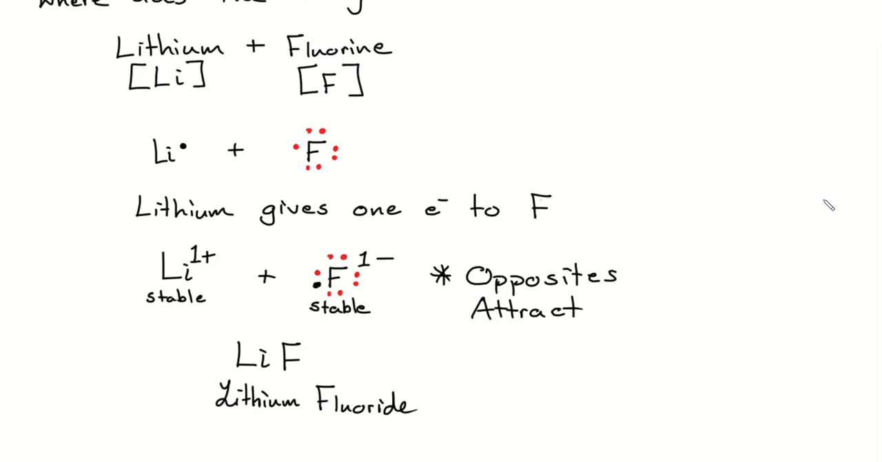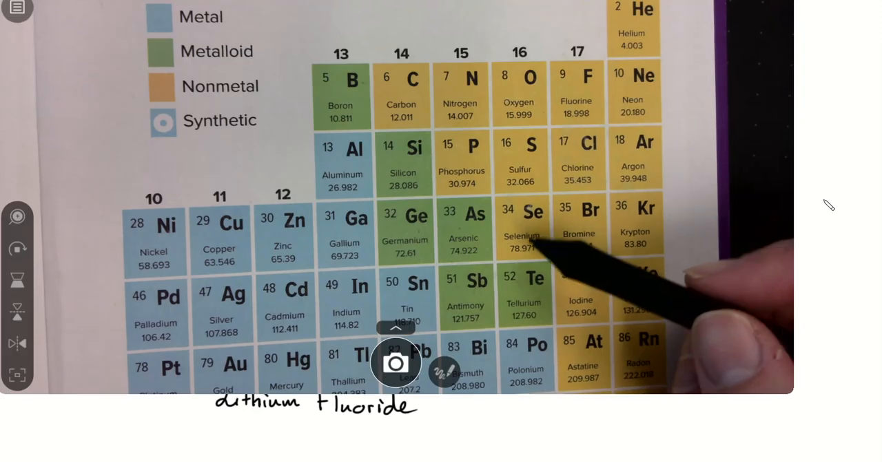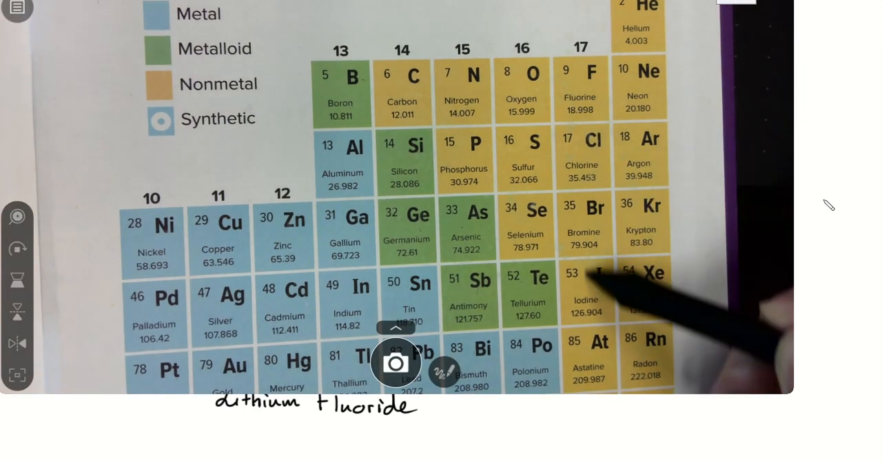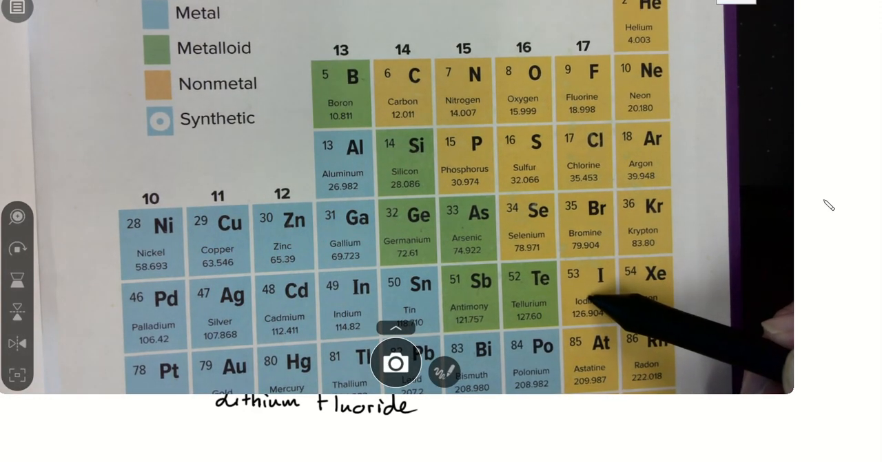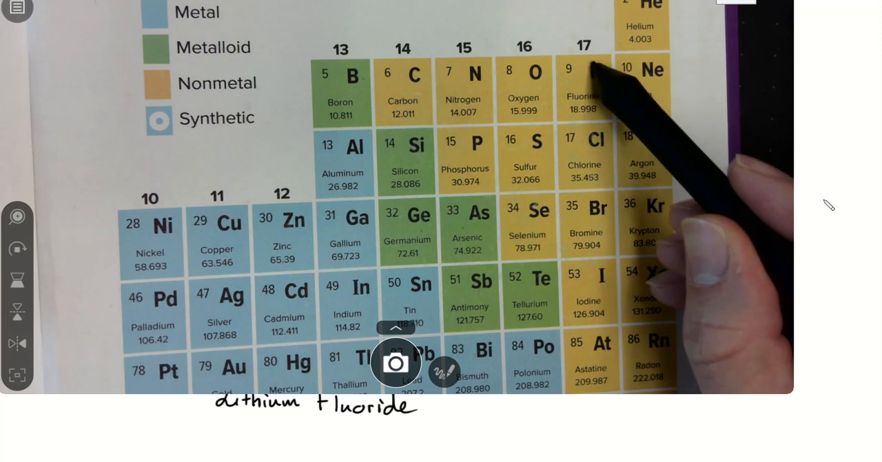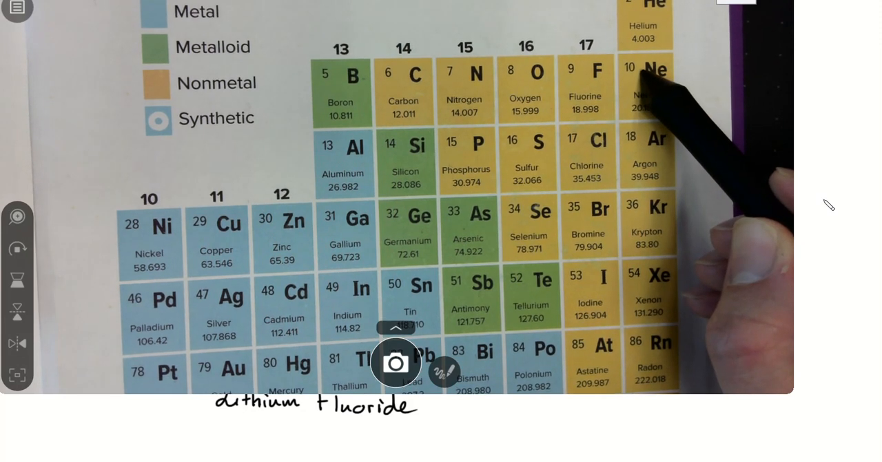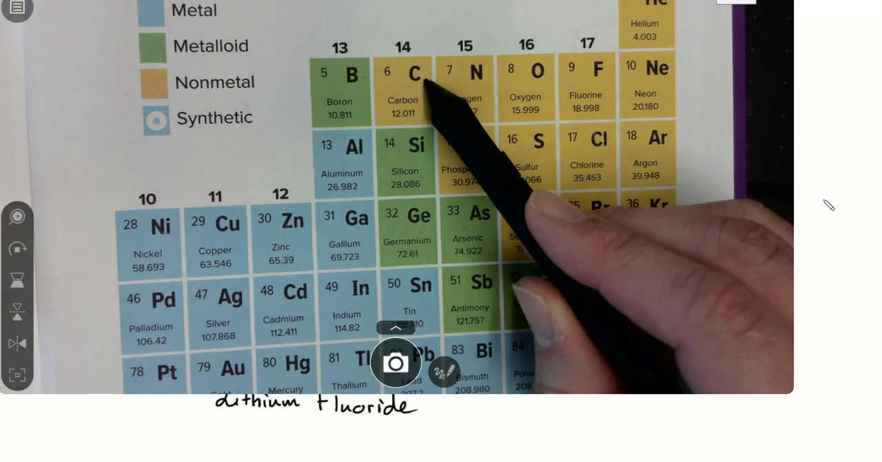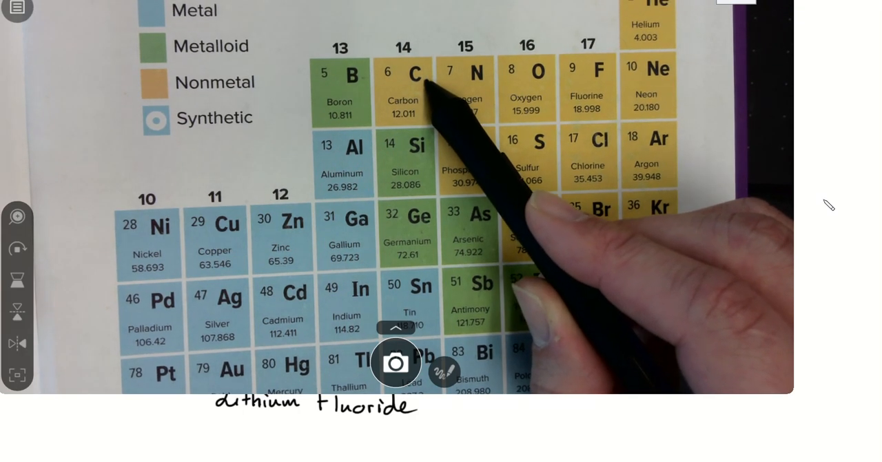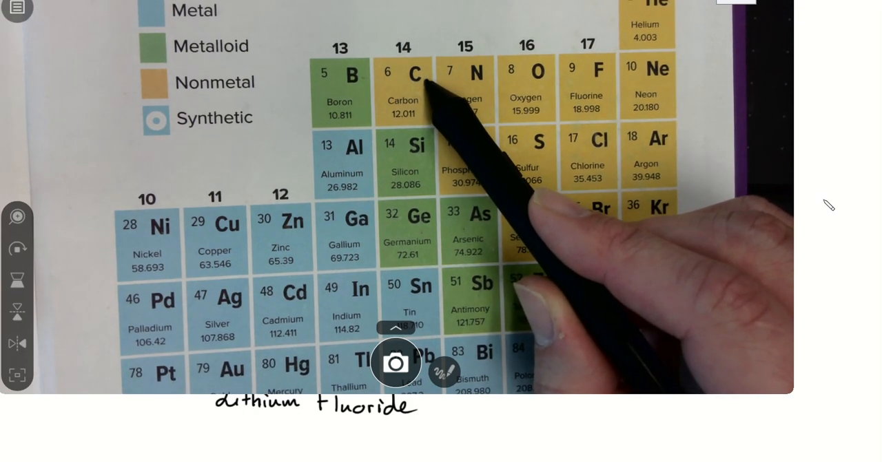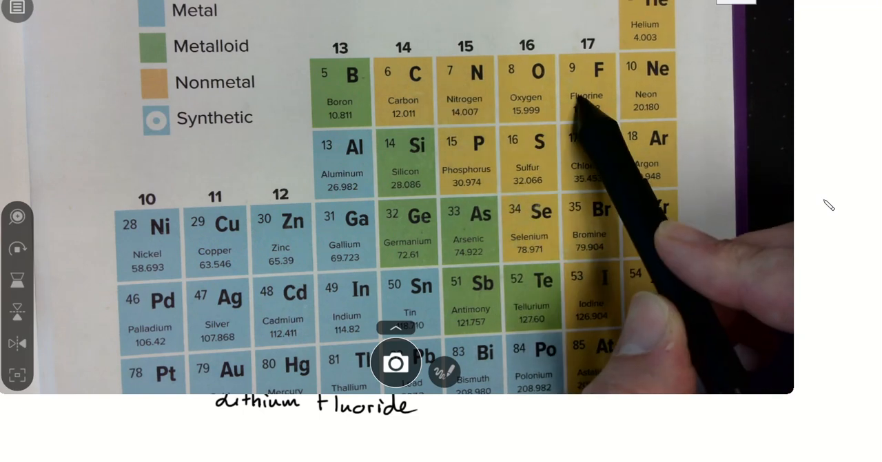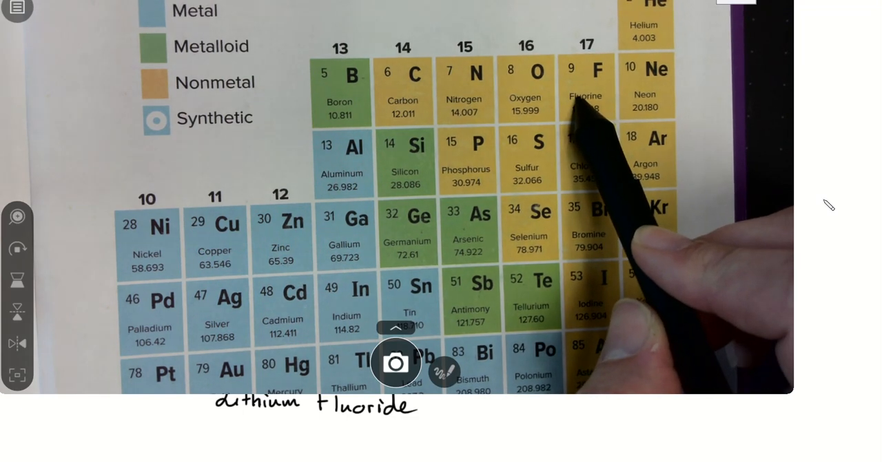Good question, but check it out. All of these have 7 valence electrons, right? How many electrons do we need to add to get from 17 to 18? 1. This one, how far away from 18 is it? 4. So how many electrons do you think carbon will take? 4. Yep, you got it.